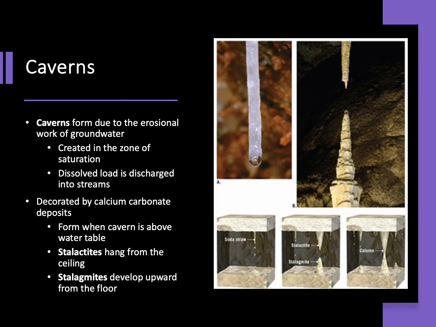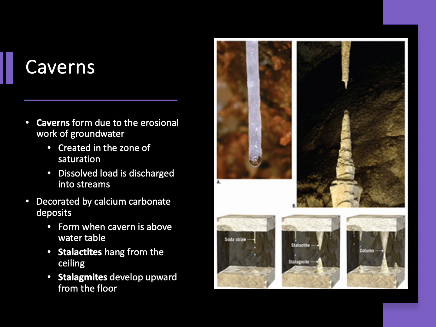So when it comes to caves, these form again due to that acidic groundwater. These are going to form in the zone of saturation where the ground is completely full of water. And we're going to see that as this acidic groundwater starts dissolving large pockets of these caves, it's going to start removing the rock, and that dissolved rock is going to be discharged or moved into a nearby stream. So the cave itself is formed in the zone of saturation beneath the water table.